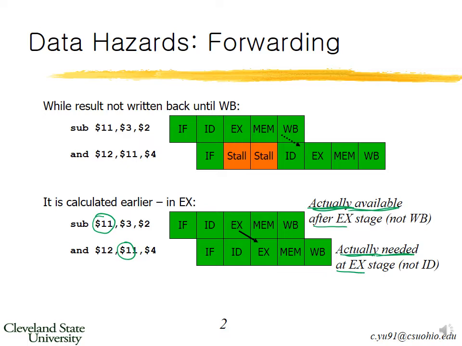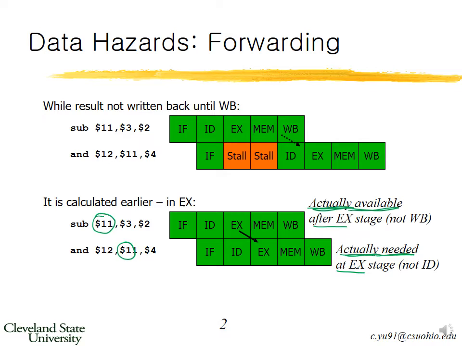If you look at the top, register 11 is the destination register for the subtract instruction, and register 11, unfortunately, is one of the source registers in the subsequent instruction. Since register 11 is updated at the write back stage, you have to stop the pipeline at least 2 cycles in order to get the updated value at the ID stage.